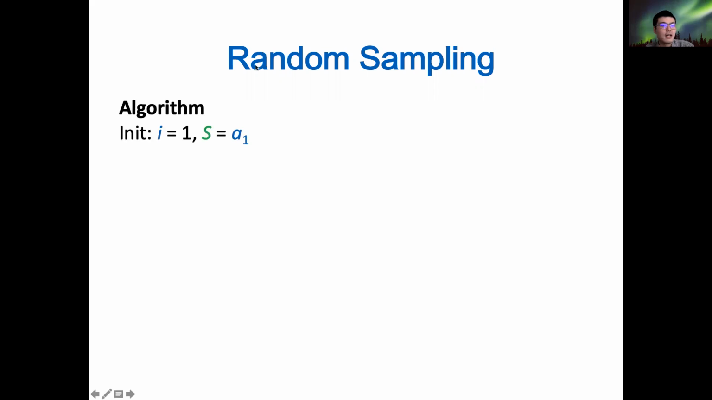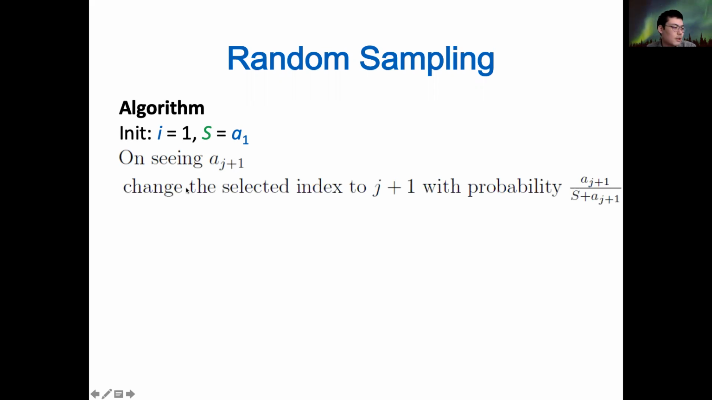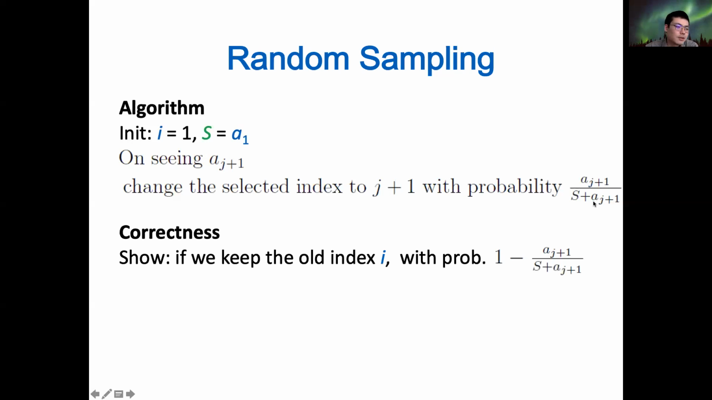So here, let's look at the algorithm again. If i equals 1, then you will always sample, because you only have that thing to sample. When you see another item, j plus 1, right now we have j items. What you do is, with some probability, you change from the current sample, maybe A3, to A_(j+1). So you sample the j plus 1 item with probability A_(j+1) divided by S plus A_(j+1). That's the new summation, and you maintain it: S equals S plus A_(j+1).